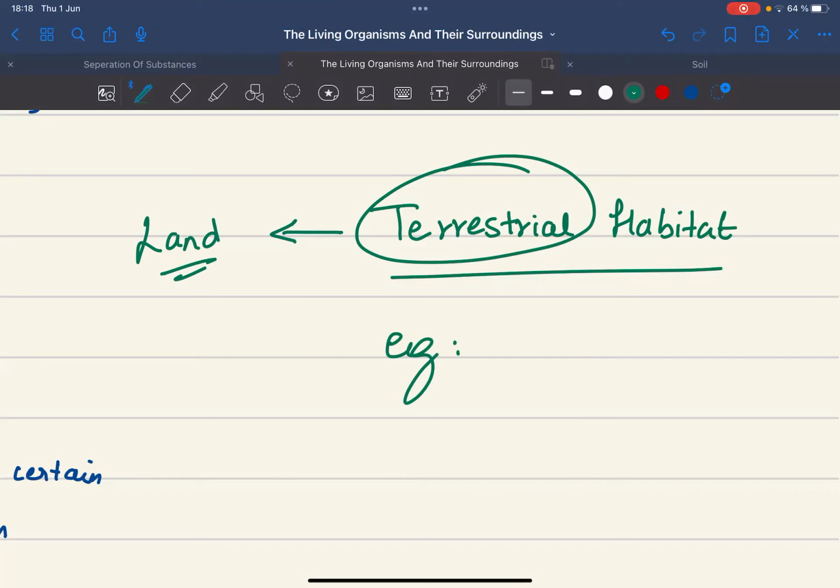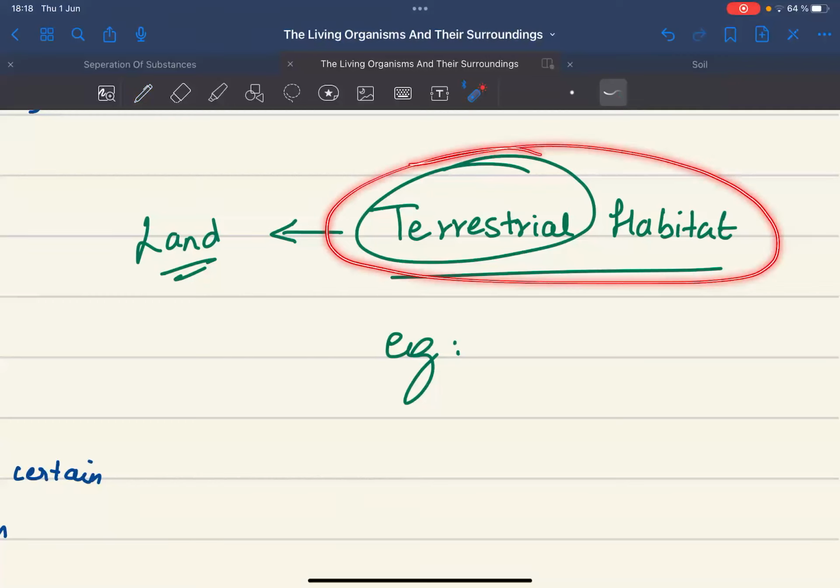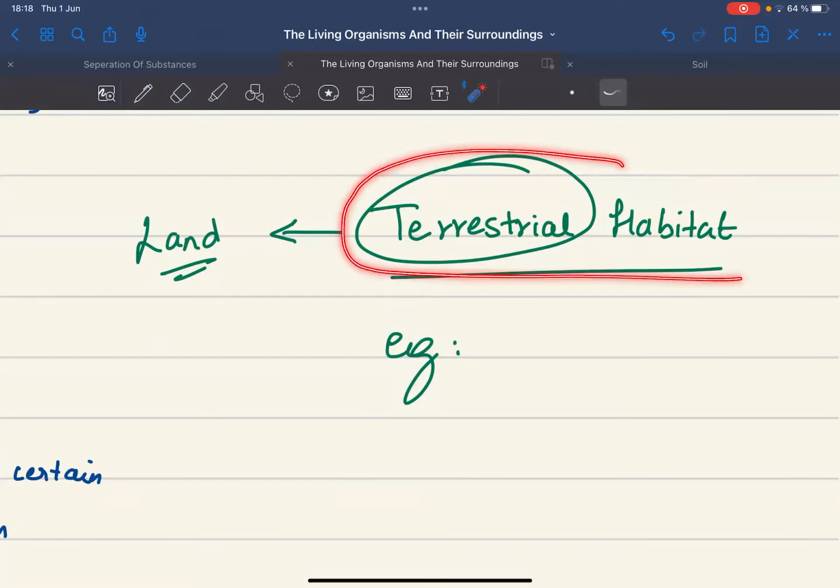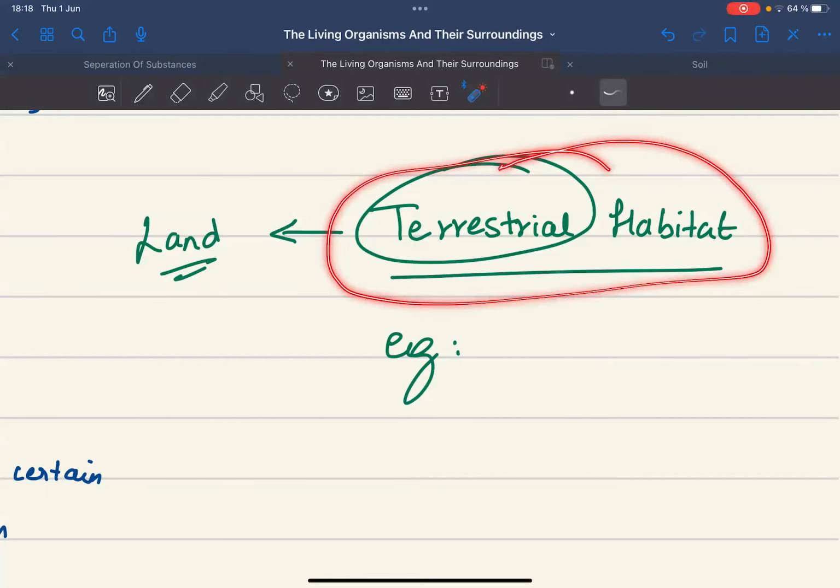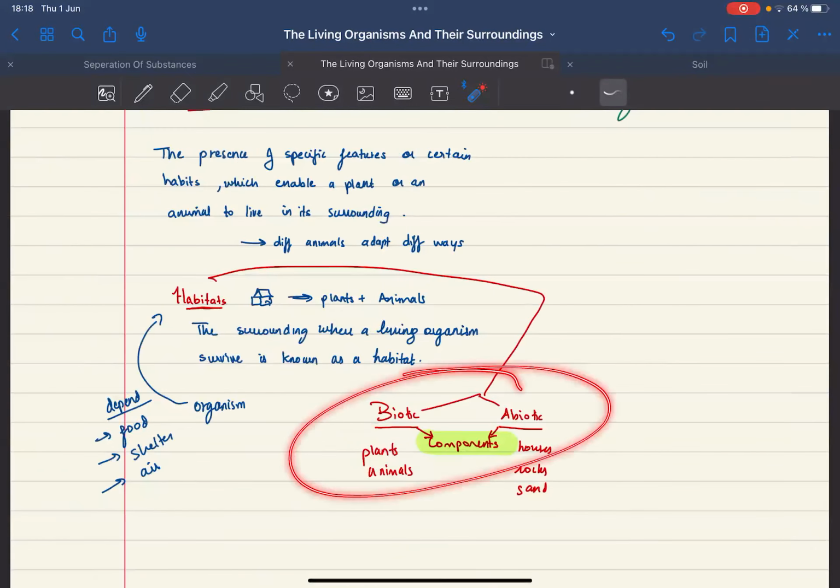Ma'am, elephant. I'm not asking you to give me examples of components. I'm asking for examples of habitats. Ma'am, horse. Ma'am, leopard. Listen to my question clearly before answering, Advika. I'm asking about terrestrial habitat examples, not component examples. Ma'am, soil.